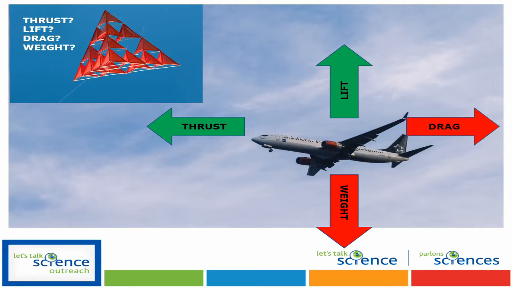Now, how do these apply to kites? Unlike a plane, a kite does not have wings, and it does not fly by moving forward. How can it have thrust and lift then? This is thanks to the wind.